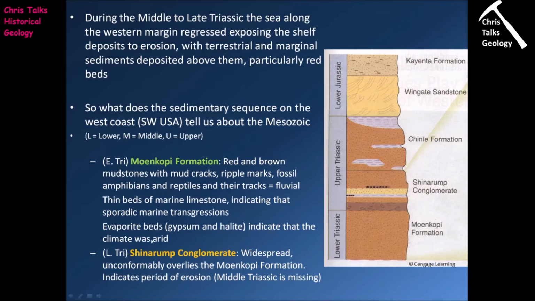That's then followed by the late Triassic Shinarump conglomerate. Now you might notice the middle Triassic is missing, and that's because it's been eroded away. The Shinarump conglomerate therefore essentially represents this erosional surface. The late Triassic Shinarump conglomerate is pretty widespread. It unconformably overlies the Moenkopi Formation, and it's indicative of a period of erosion. So we've completely lost the middle Triassic rocks.